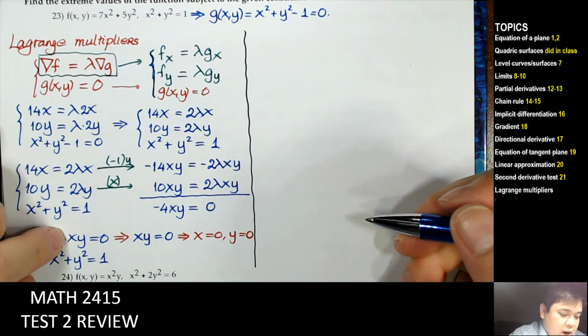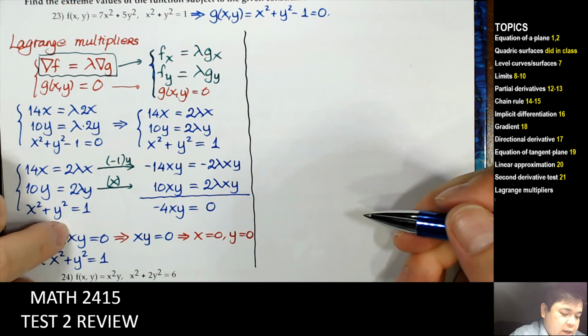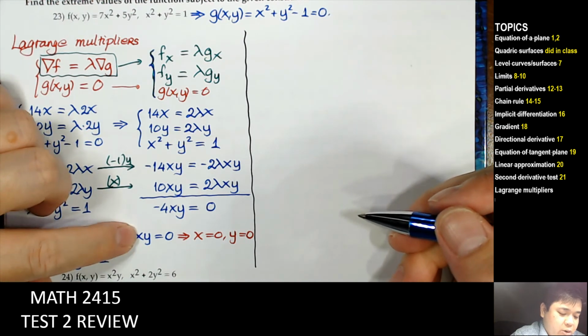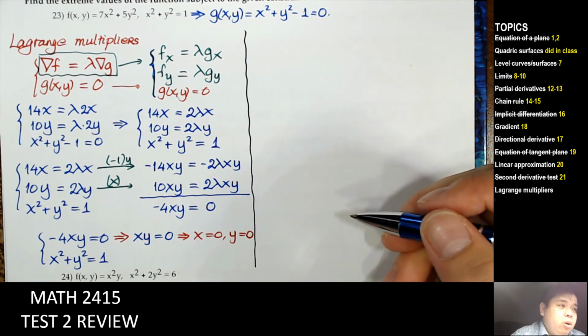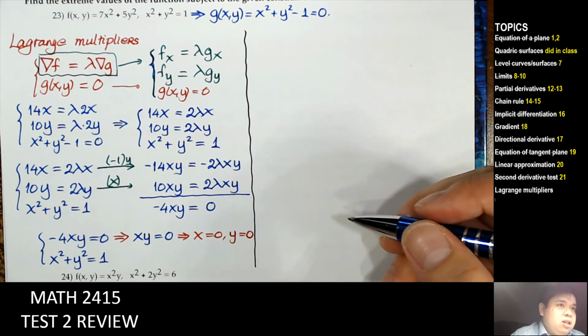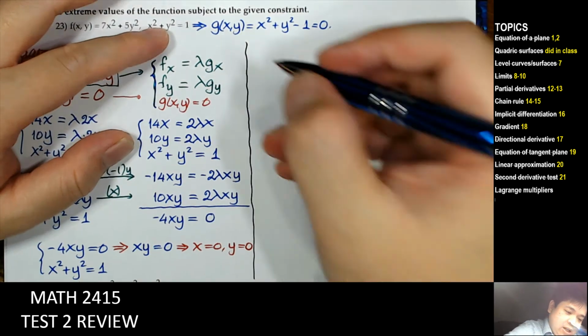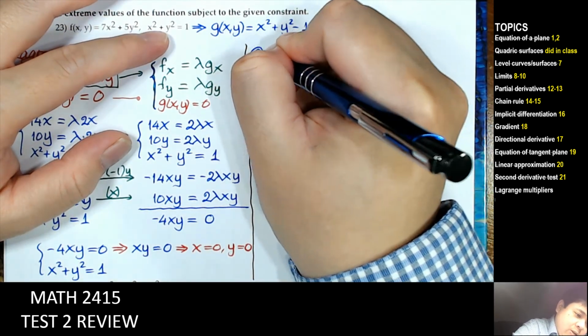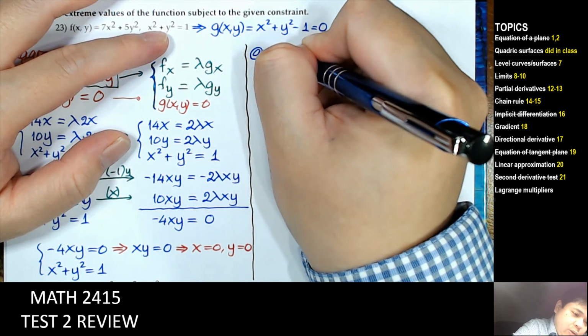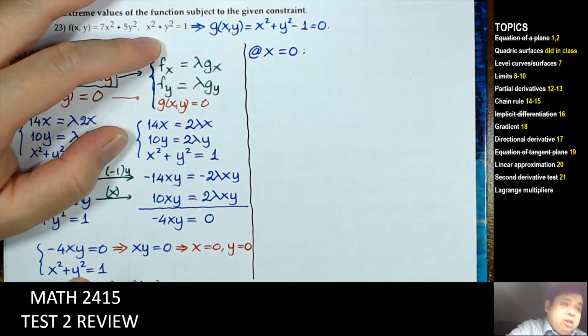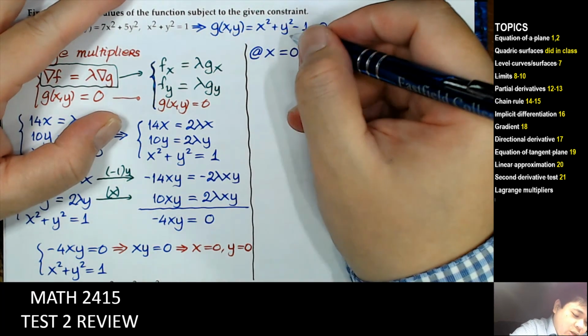Right? So divide by negative 4 on both sides. x times y is equal to 0. A product is equal to 0, so at least one of the factors is 0. So we're going to write x equal to 0, and substitute into x squared plus y squared equal to 1.